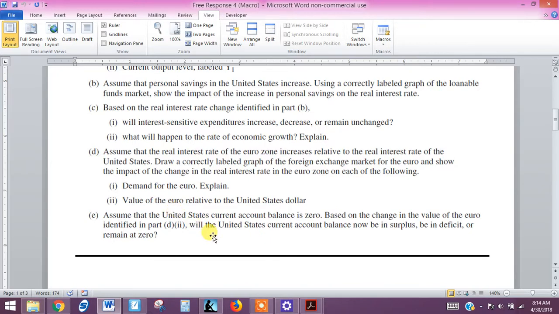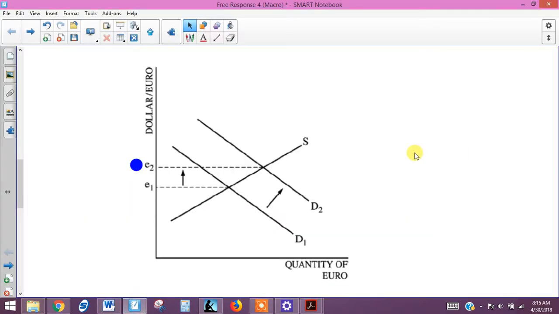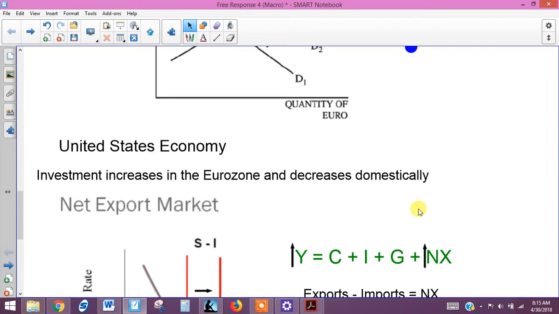Now, the last part of this is a little bit tricky, and you don't have to draw a graph, but I'm going to show you one that hopefully will help you understand this a little bit better. But we're talking about the current account balance now. When we think about current account balance as being a zero, I think it would be helpful to think about this in terms of net exports.